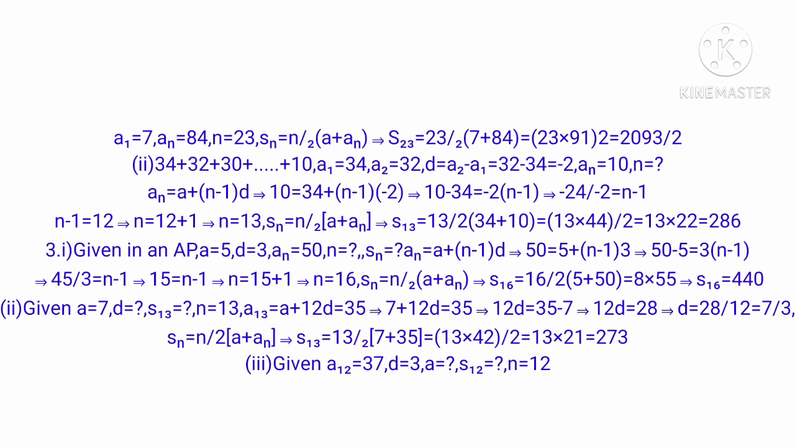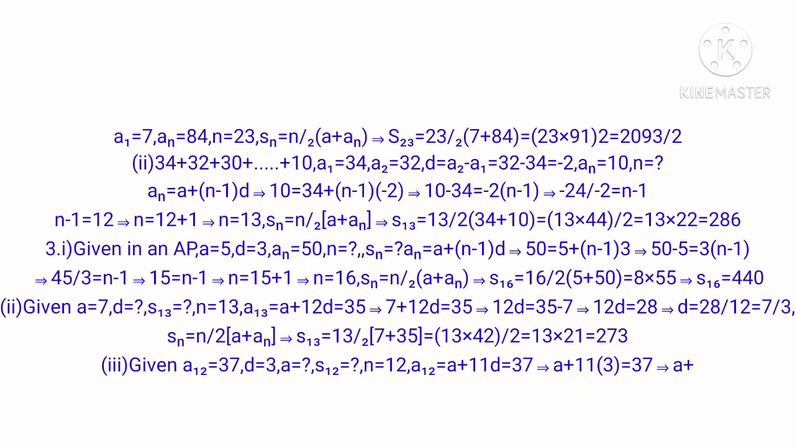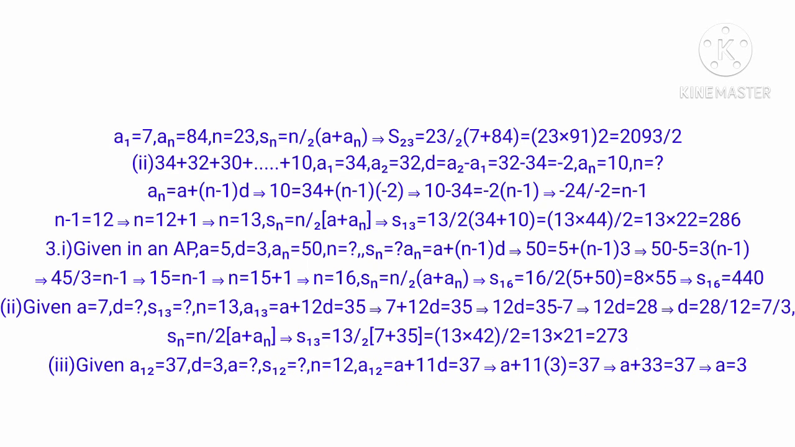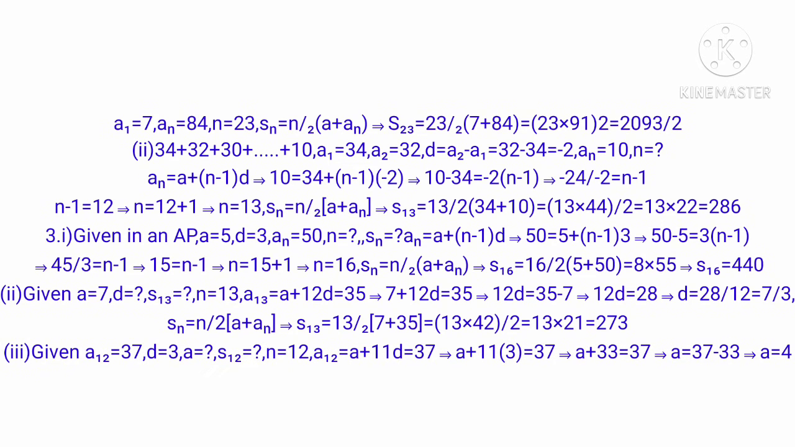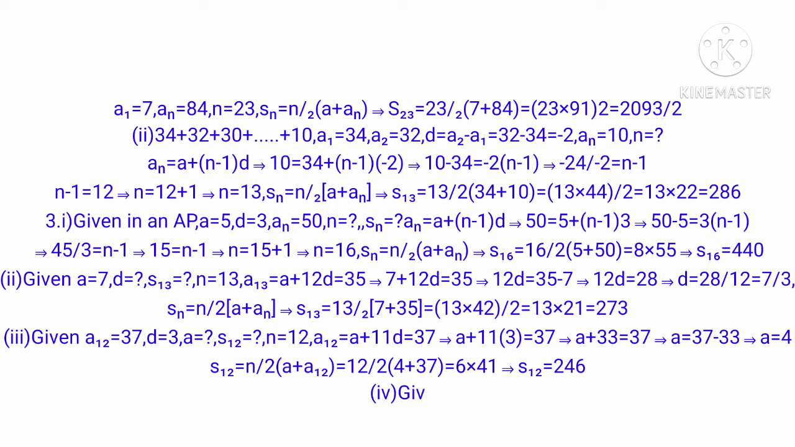Third question, given a12 is equal to 37, d is equal to 3, find a and s12. n is equal to 12. a12 is equal to a plus 11d is equal to 37 implies a plus 11 into 3 is equal to 37 implies a plus 33 is equal to 37. So a is 37 minus 33, a is equal to 4. s12 is equal to n by 2 into 2a plus a12 is equal to 12 into 12 by 24 plus 37, is equal to 6 into 41 implies s12 is equal to 246.